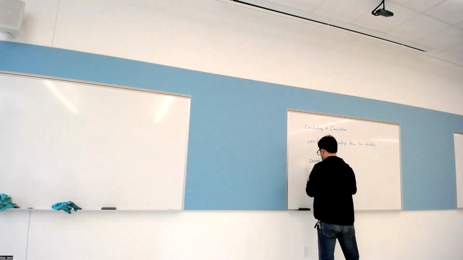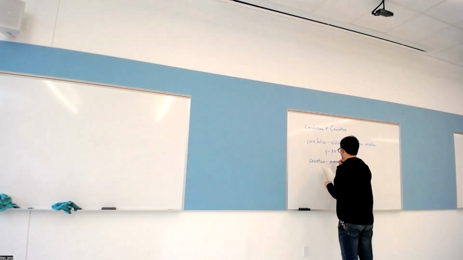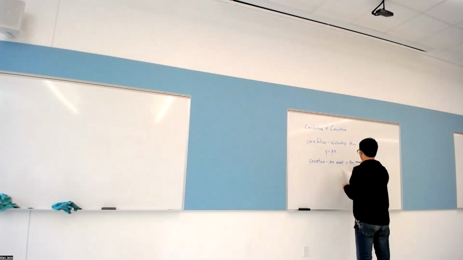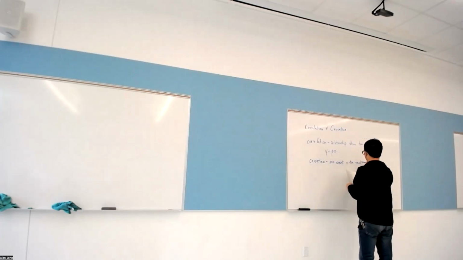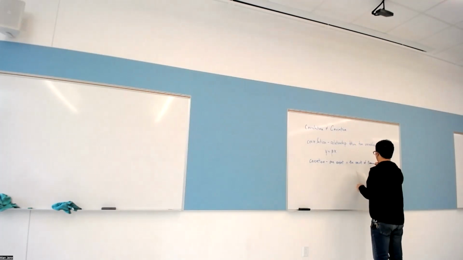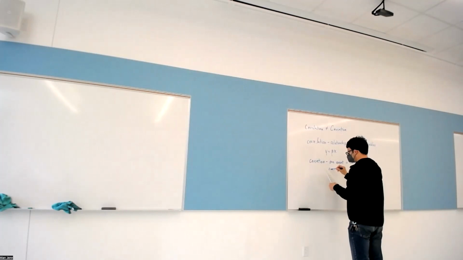So causation: one event is the result of the outcome or of the occurrence of the other events.